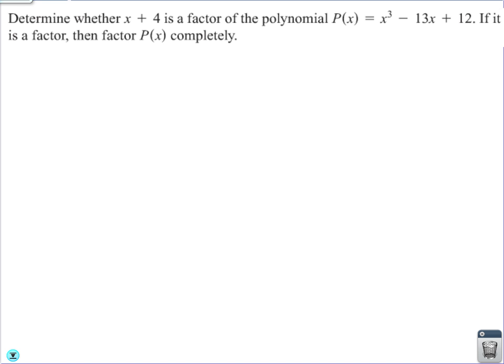Starting with a cubic equation. First it says determine whether x plus 4 is a factor. We're going to start out taking baby steps. They're going to give us something, and we're going to decide, is this actually a factor? And if it is a factor, we're going to factor out what we're left with the rest of the way.